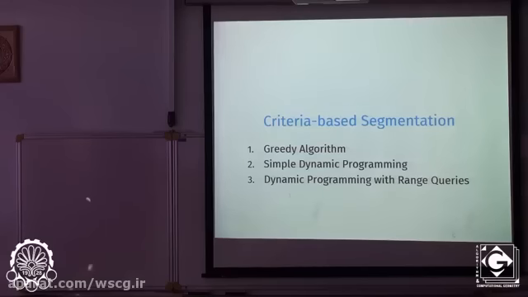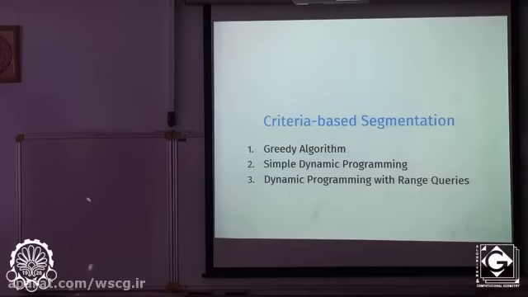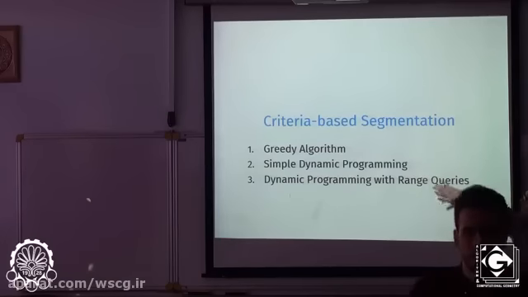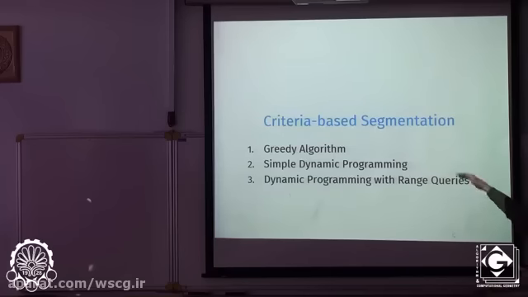So for criteria-based segmentation, I want to show you three algorithms. For a specific type of criteria, a very simple greedy strategy. Then a generic dynamic programming approach, and then a modification of that dynamic programming approach which will use range queries, which handles a wide range of criteria, but still is much faster than the generic algorithm.